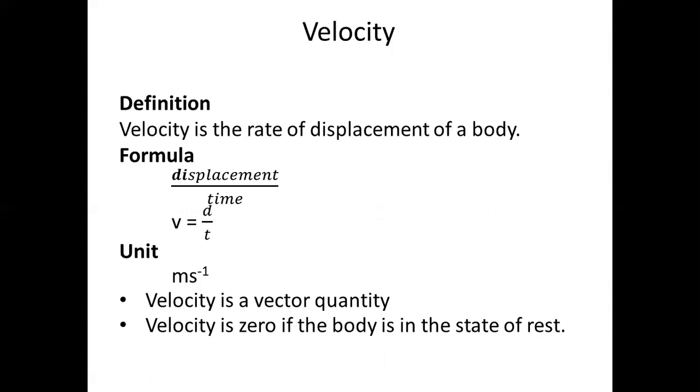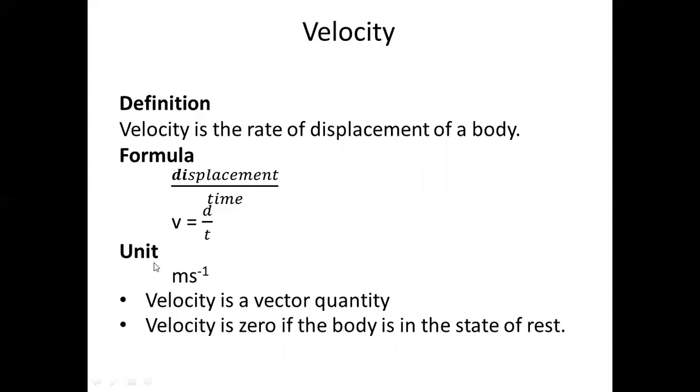Next, we have to discuss velocity. Speed was rate of distance of a body. Velocity is rate of displacement of a body. That is, displacement is divided by time to calculate velocity. The symbol for speed and velocity is both v. Displacement is given by d and time is t. So the formula is displacement divided by time.